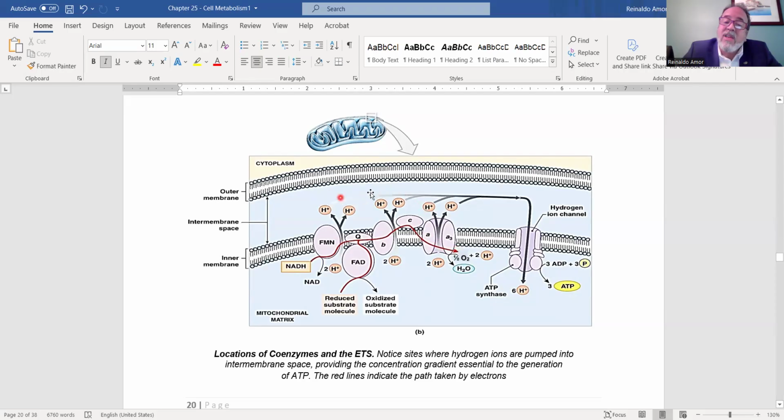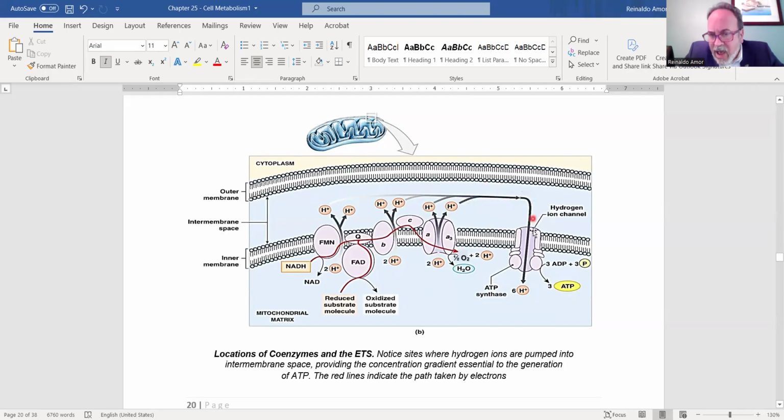But what's happening with these hydrogen ions here? They are accumulating, and they're creating a concentration gradient, which is creating potential energy that can be transformed from one form to another, for movement. So these hydrogen ions are going to be moving from high to low.